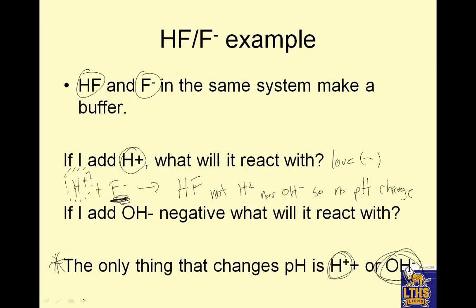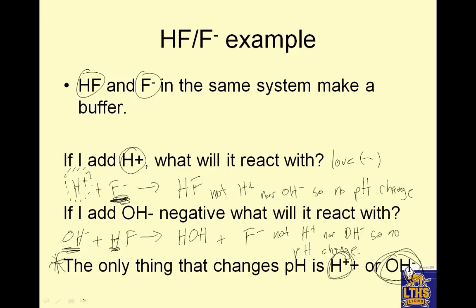If I had OH negative, what will it react with? Well, OH negative is going to react with the other part, which will be HF. OH negative reacts with the part with the H, and it makes my favorite drink, Diet Coke, my favorite drink of water, plus F negative. See how the H goes to the OH, and I get F negative left over. So that's not H positive nor OH negative, so no pH change. That's how a buffer works: it changes H positive and OH negative into things that aren't H positive and OH negative anymore.